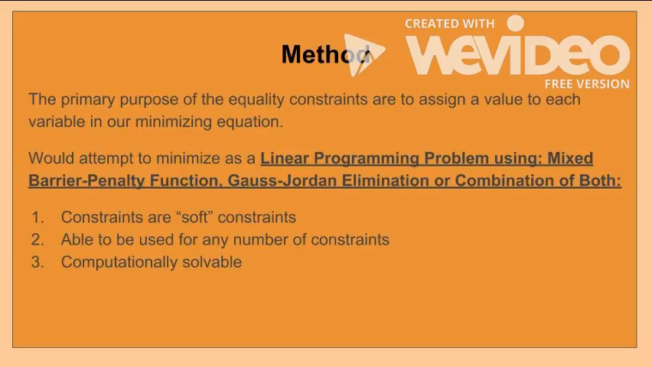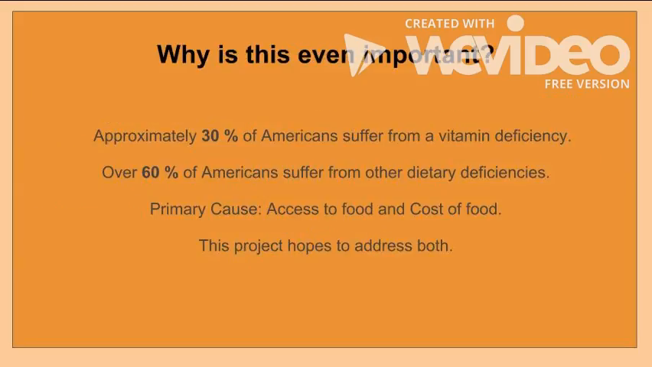I deem these appropriate because our inequality constraints are considered soft constraints. They're able to be violated within a reasonable degree. Because there are many variables, I plan to solve this problem computationally. I can also limit variables, eliminating nutrients that aren't associated with common nutrient deficiencies.